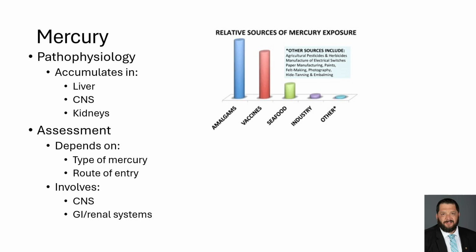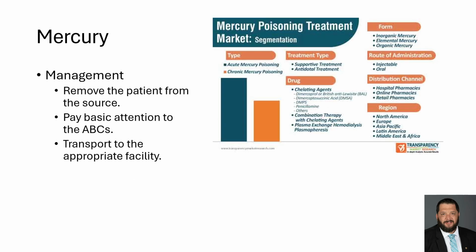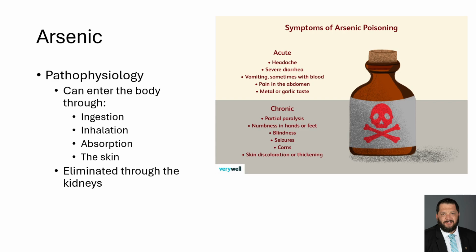It typically involves central nervous system, renal, and GI presentations. For primary management for these patients, remove the patient from the source, pay attention to ABCs, and transport to the appropriate facility. Arsenic can enter the body through ingestion, inhalation, absorption of the skin, and it's eliminated or excreted through the kidneys.